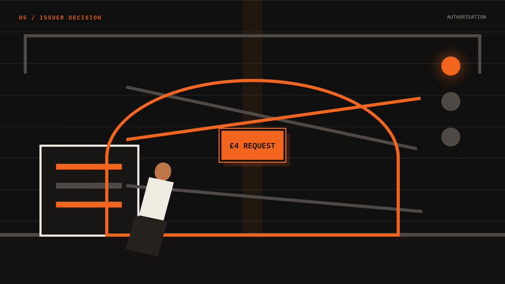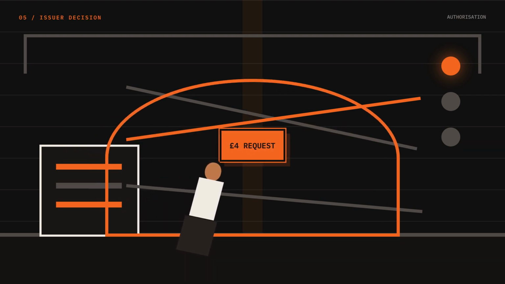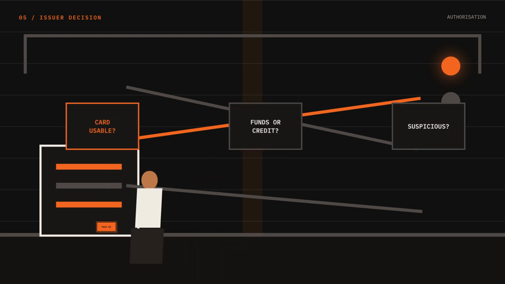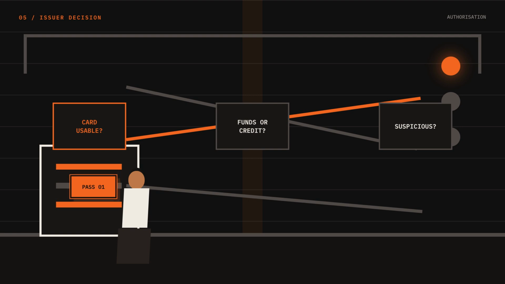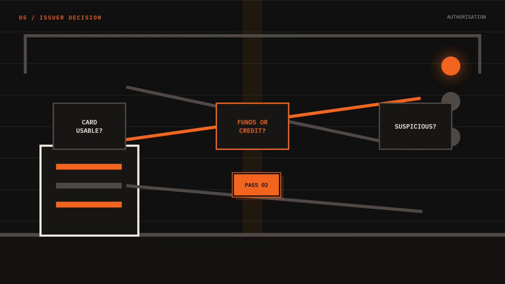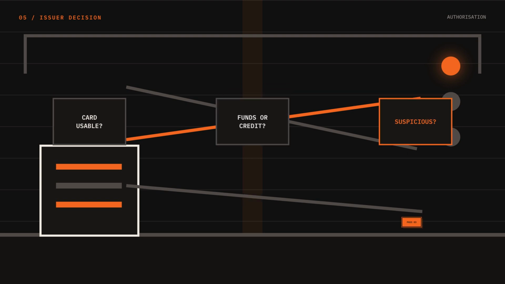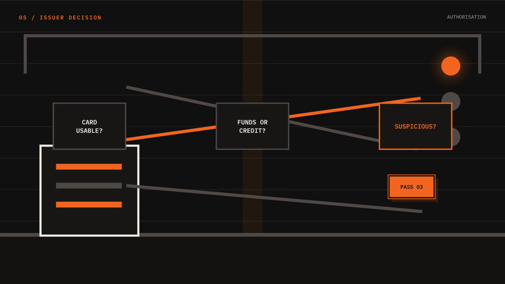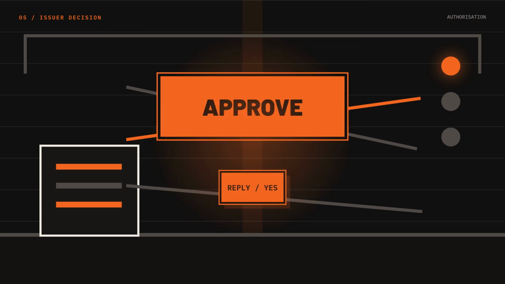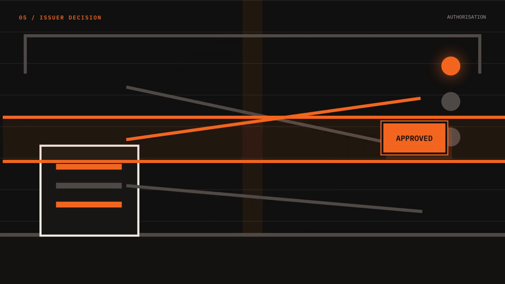Now the issuer decides. Is the card usable? Is enough money or credit available? Does the purchase look suspicious? Real checks are more complex, but those three questions give us the basic model. The issuer can approve or decline. Approval means it agrees to honor this request under the relevant rules. The verdict then races back through the network towards the cafe. A decline would send a different reply and stop this purchase here.